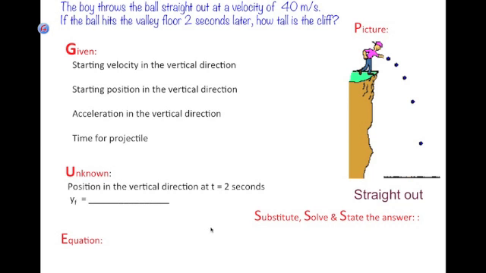A boy throws a ball straight out at a velocity of 40 meters per second. If the ball hits the valley floor 2 seconds later, how tall is the cliff? Hopefully you've become pretty good at this. Let's back up though and look at what we're looking for on this problem. How tall is the cliff? That will be vertical information. So in order to figure this problem out, we can collect the vertical information.